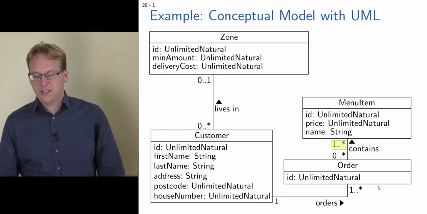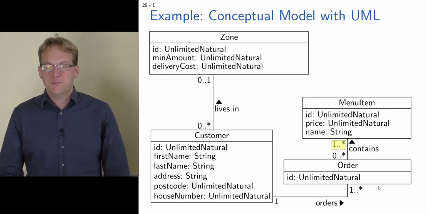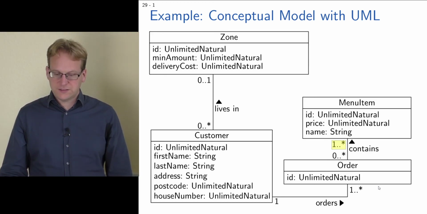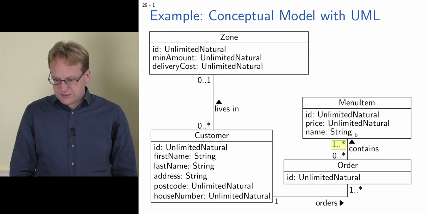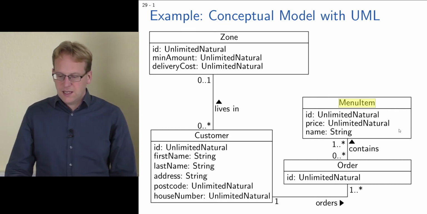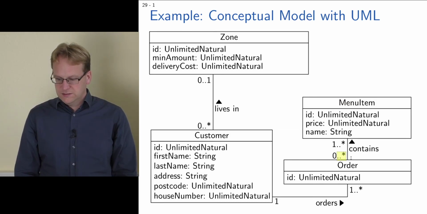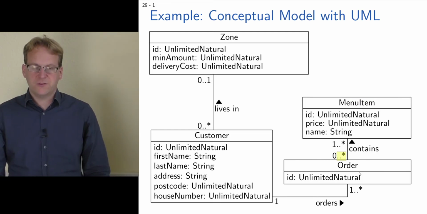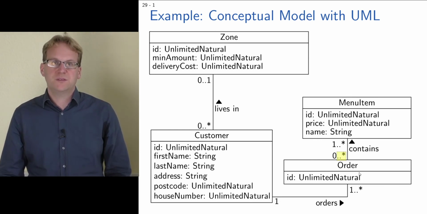infinitely many menu items. If we are giving a huge party and we have thousands of pizzas and pasta menus ordered, of course, this can get very big. We can read it again in the opposite direction. So every menu item is contained in 0 until infinitely many orders. Yeah, so every menu item is contained in an arbitrary number of orders.